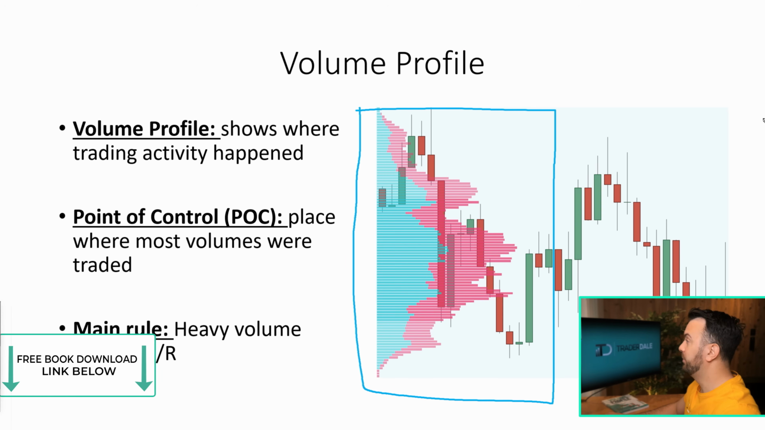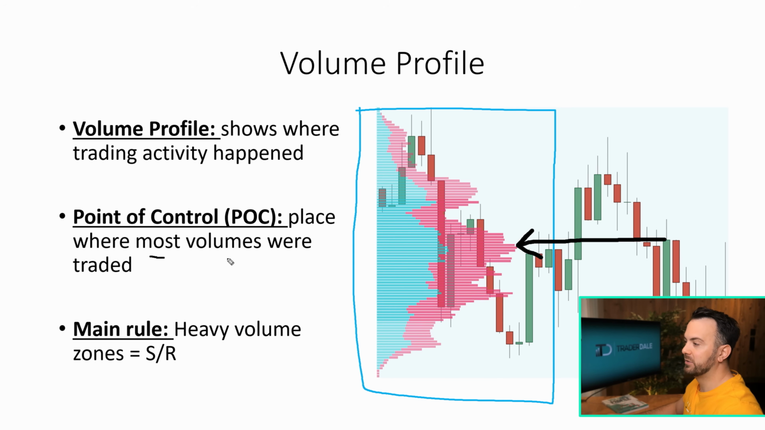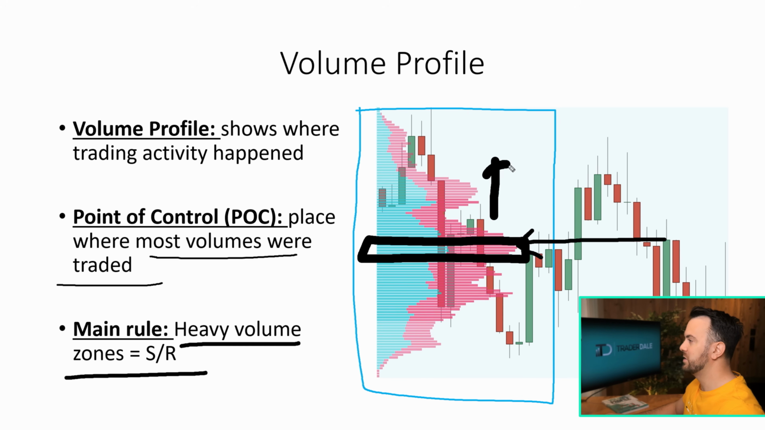The most important place in any volume profile is the point of control. That's where the volume profile is the widest, and that's the place where most volumes were traded. The most important thing to remember about volume profile is that heavy volumes are significant support and resistance zones. Especially this zone, which is the point of control.